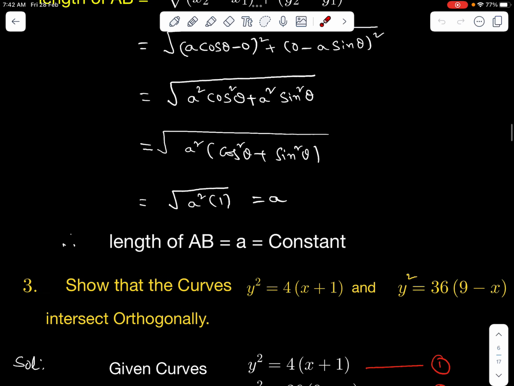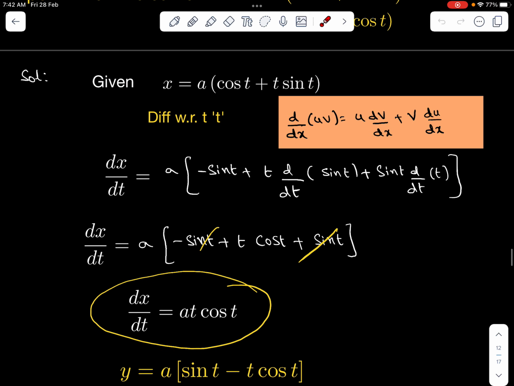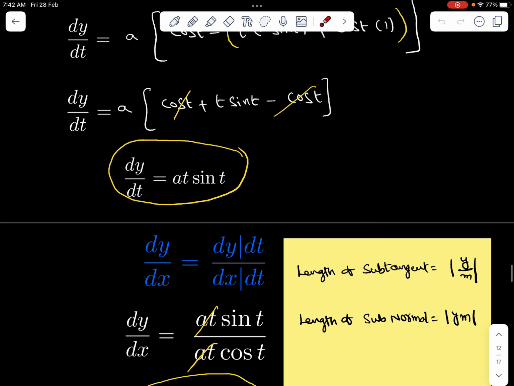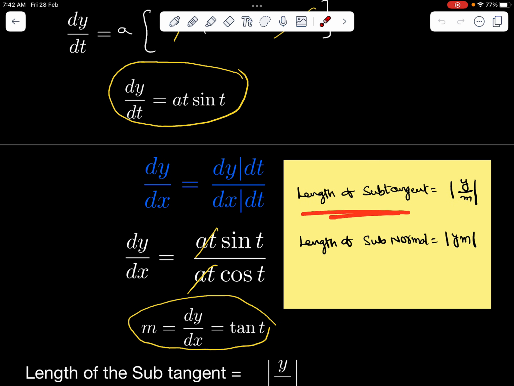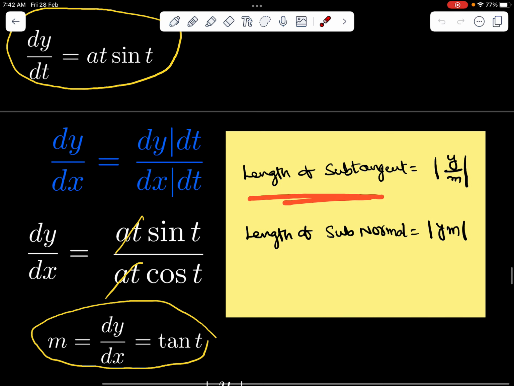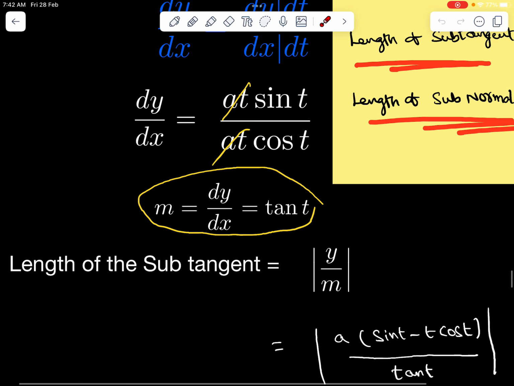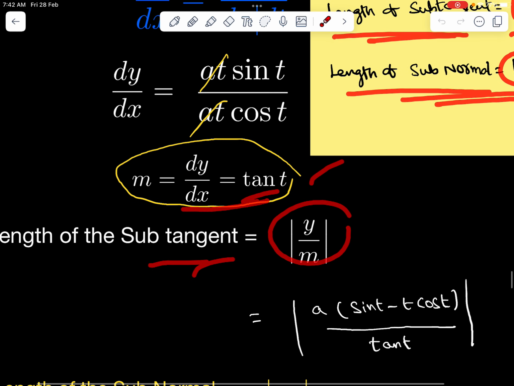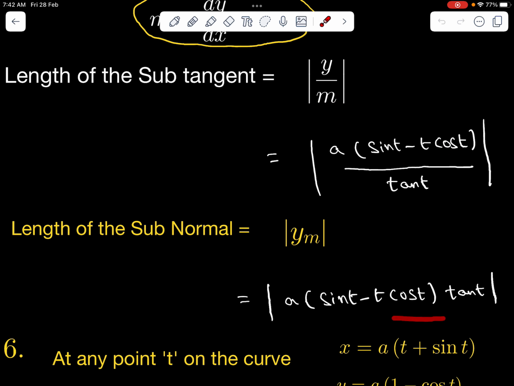You can observe here, sum number 5, cos t is cancelled. Therefore, dy by dt is equal to a t sin t. Therefore, dy by dx is equal to dy by dt by dx by dt. Here it is asking the length of the subtangent. Length of the subtangent is equal to mod y by m. Length of subnormal is equal to mod y m. Therefore, I am getting the value of m. Therefore, length of subtangent is mod y by m, the value of y, a into sin t minus t cos t by tan t. Length of subnormal is mod y m, a into sin t minus t cos t into tan t.